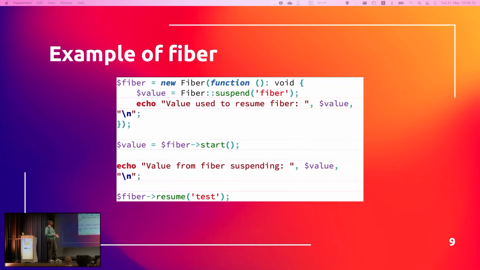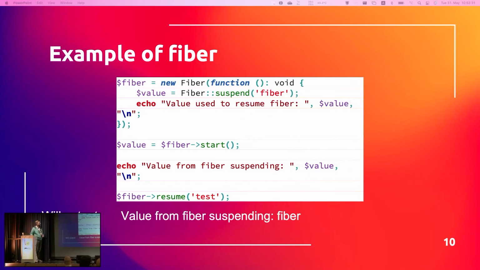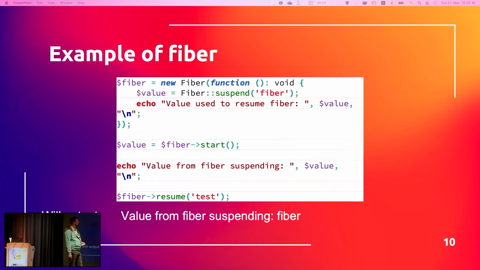So what's happening here is nothing unless we call the start method. When we call the start method, we are going into that function, and what will happen? It immediately will call the suspend method. So our output will be value from the fiber suspending. It's a fiber, so we are ending up here. So we got the value from the start method. The start method is returning us some value that was passed to the suspend method. That's why we are able to display it here.